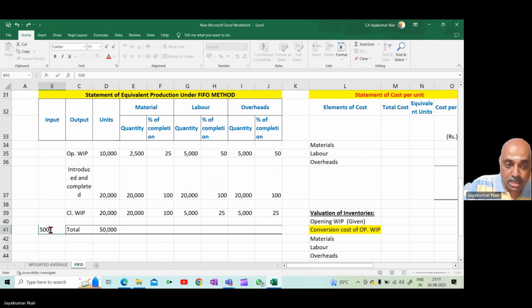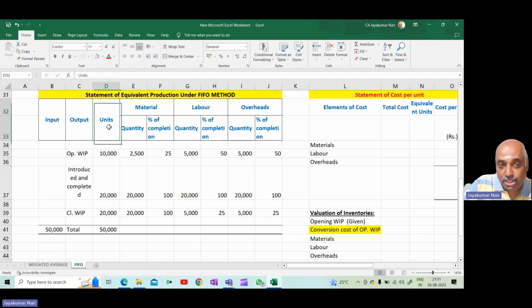This 50,000 is your input, and units which are in work in progress is 10,000, introduced and completed is 20,000, and closing work in progress is 20,000. So 50,000, 50,000. If you want to calculate its equivalent production, material is 42,500. If you want labor, it is 30,000, and labor overheads 30,000. So this is how you prepare the statement of equivalent production under first in, first out method.